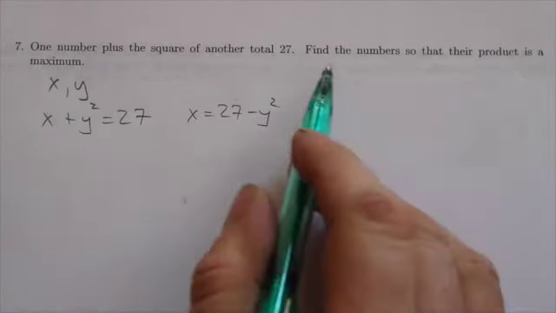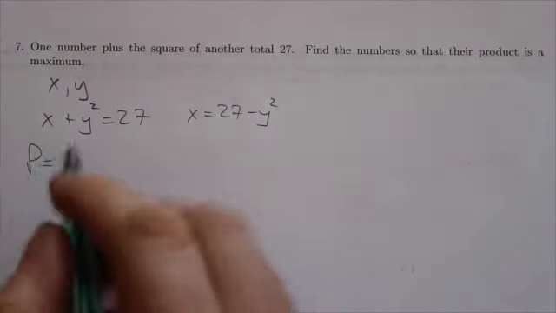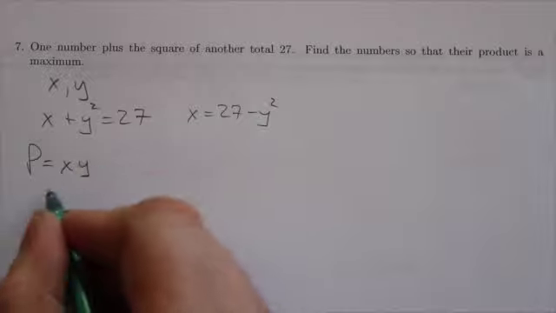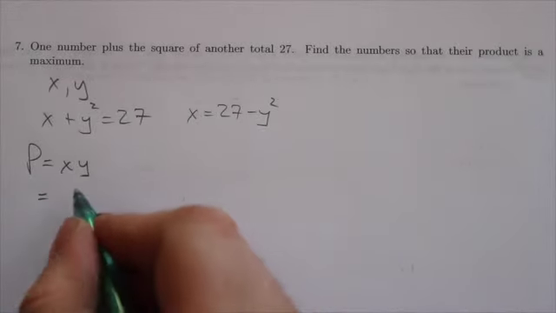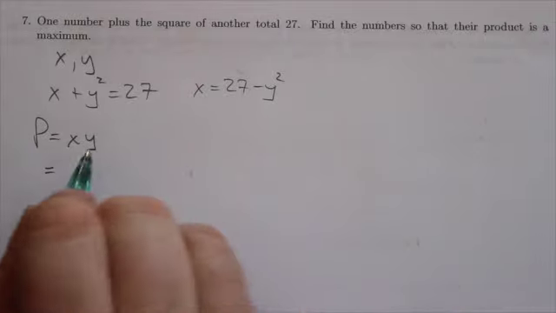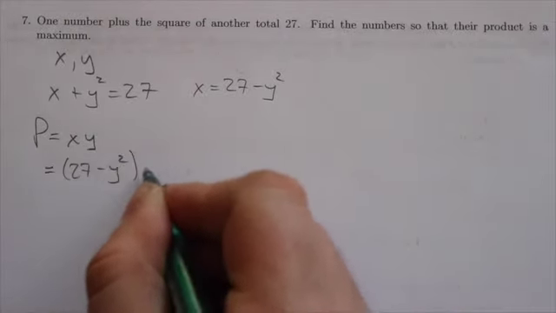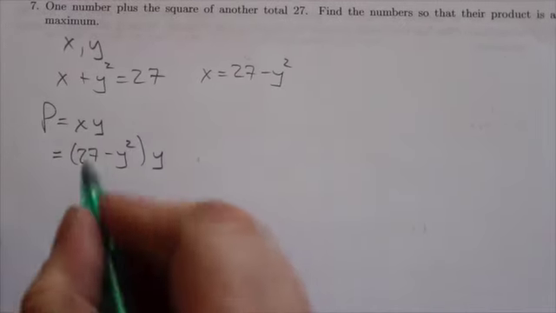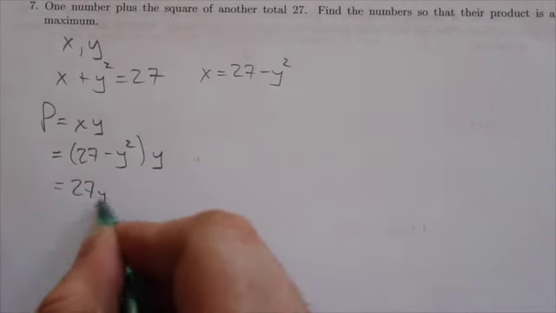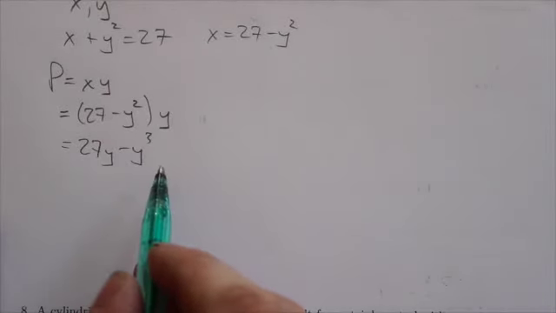Okay, now the question says I want to find it so that the product is a maximum. Well, so I need to have their product, x times y, and I already know, because I knew this was coming, that I'd have to substitute in an expression for x here. So it's going to be 27 minus y squared times y, and when I expand that out I get 27y minus y cubed. Okay, so here's the function that I want to maximize.